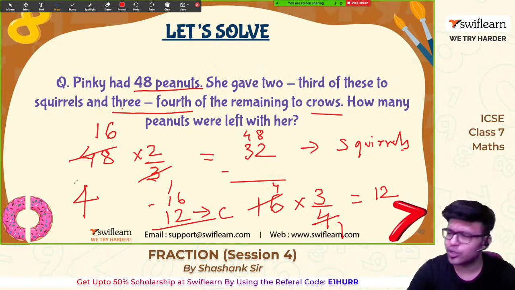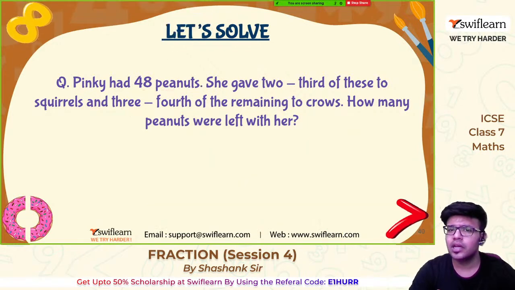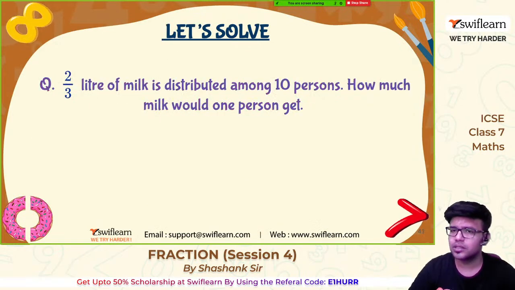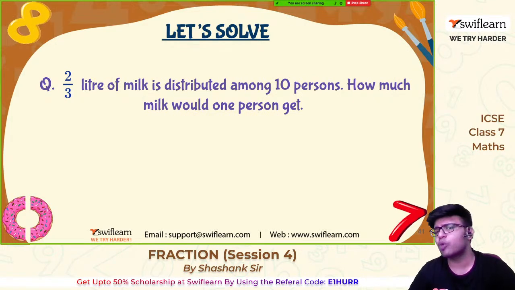Guys, can you try to solve the next one? If you can try to solve the next one, let me know the answer. Yes, guys, take your time, solve this. 2/3 liter of milk is distributed among 10 persons. How much milk would one person get?